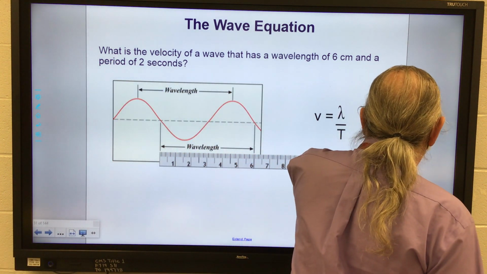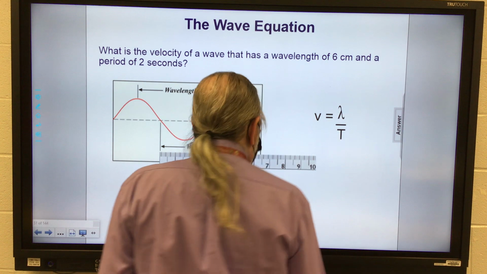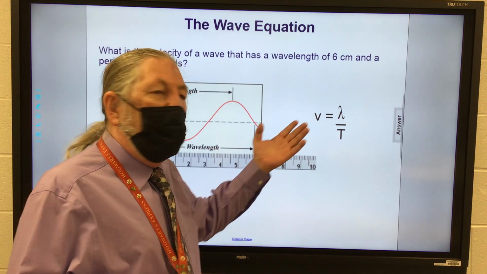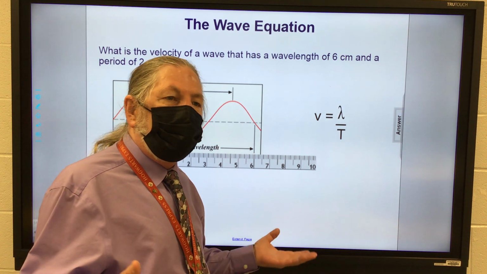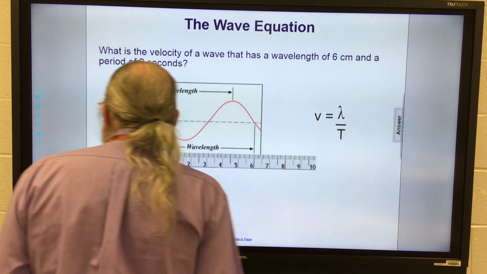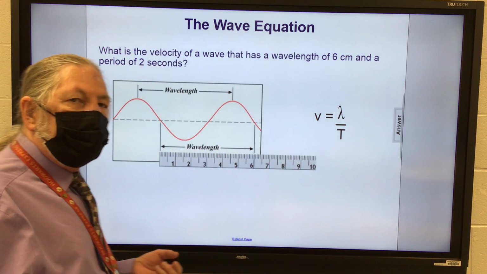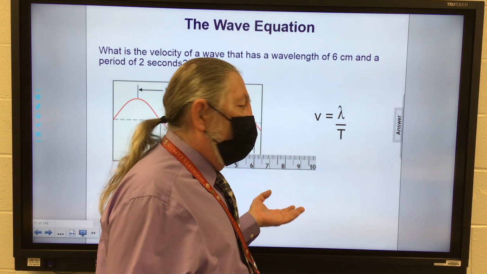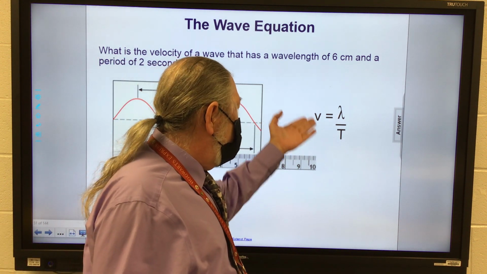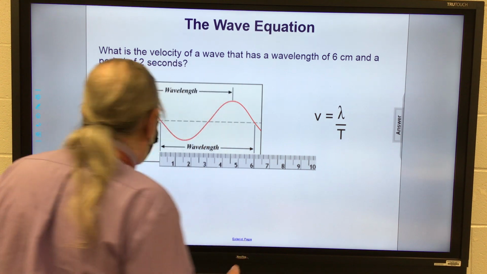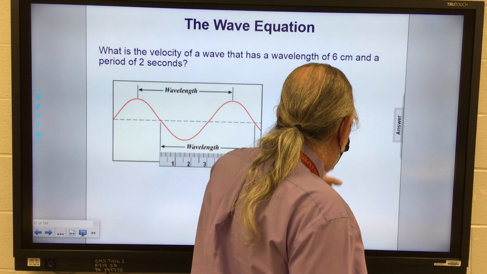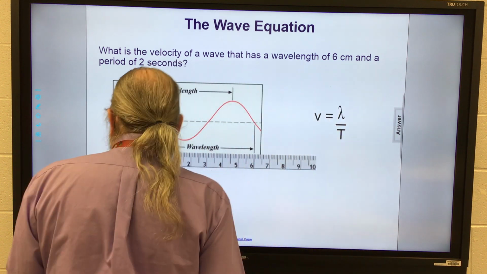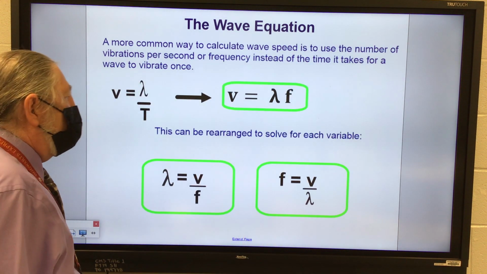Okay? Got the idea? Okay, for you at home, just write in this area here what you just saw me write, okay? You can stop the video, write it out on a sheet of paper. You can actually put it on this too as well, okay? Write the velocity equals wavelength divided by the period. Okay, let's move on here.